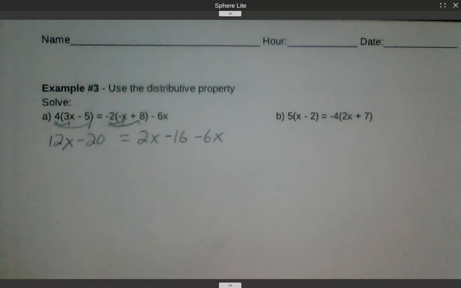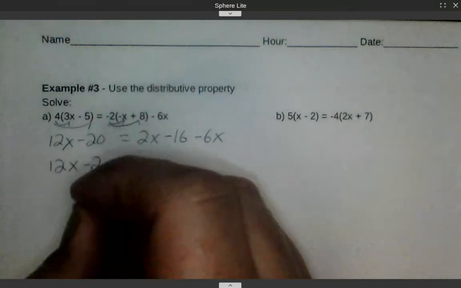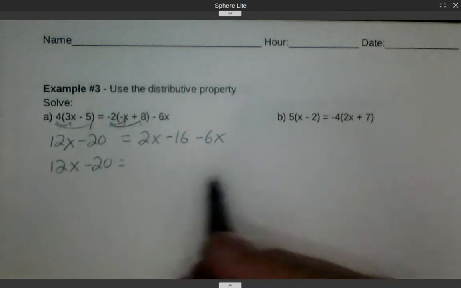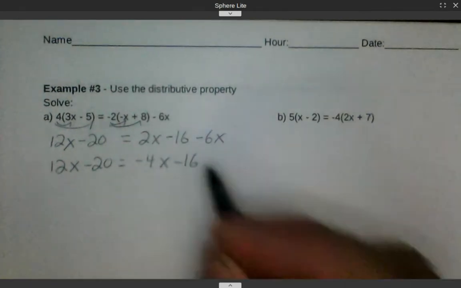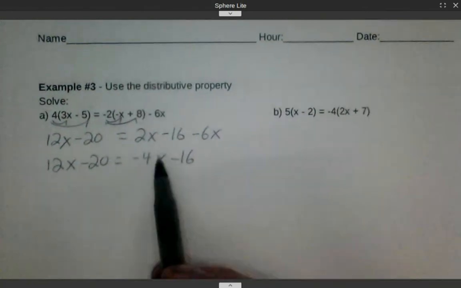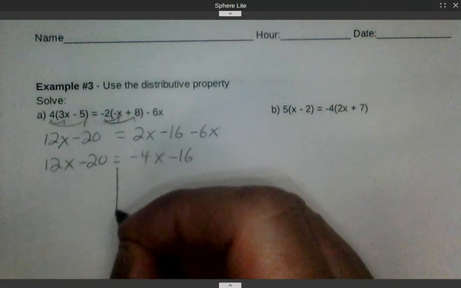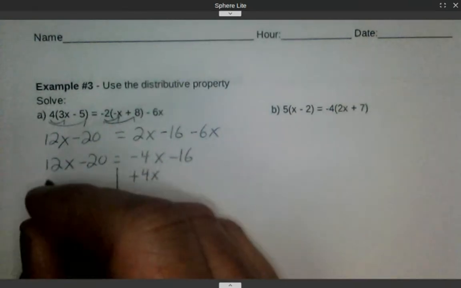I want to combine like terms. Before I start getting things on separate sides, I want to combine like terms. So on the right-hand side, you'll notice that there's a 2x and a 6x. I want to combine those first before I do anything. So I have negative 4x minus 16. So we want to simplify, and then we want to get the variables on one side and the numbers on the other side. So I'm going to get my variables on the left side by adding 4x.